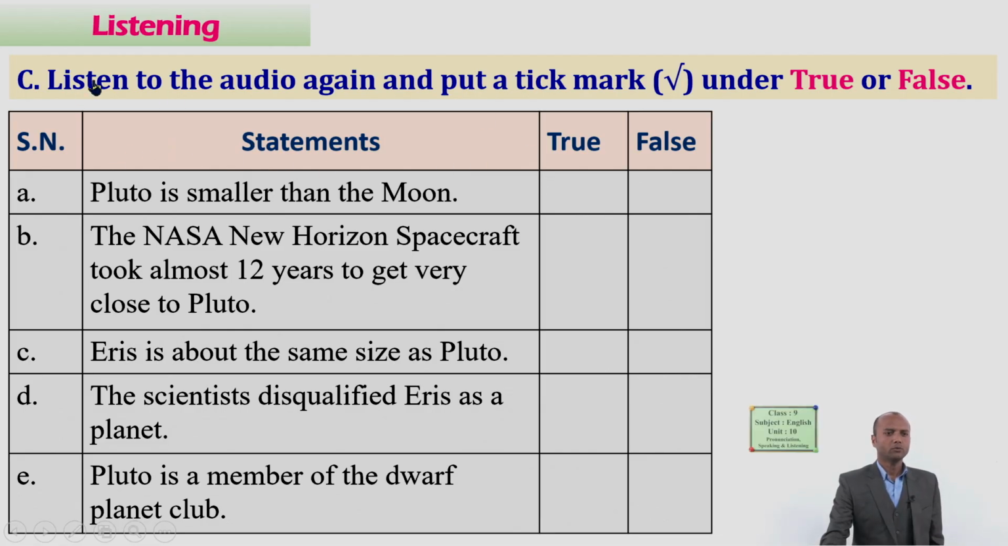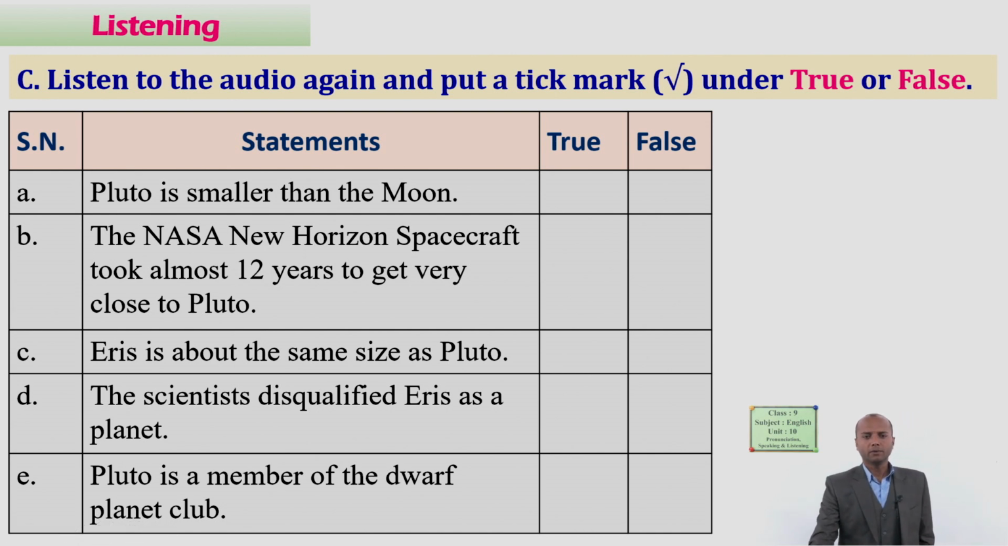Okay, dear students, I guess that you have completed all the exercises under B. Have you? Oh, I heard somebody has not completed it. Don't worry, dear. I'm going to play the audio for the third time as well. But before that, please read exercise C here. Here you have to listen to the audio again and put a tick mark. You don't need to write true or false. Just put a tick mark.